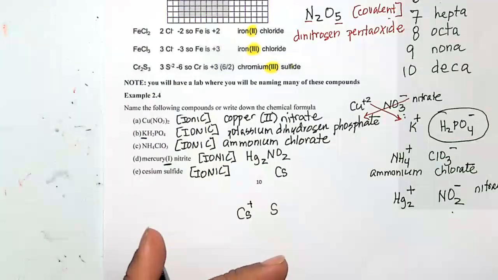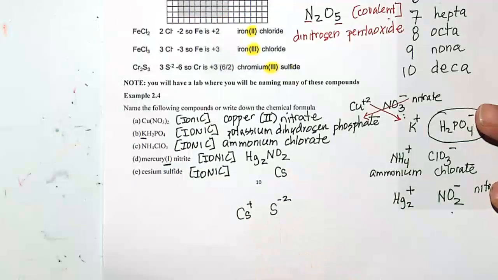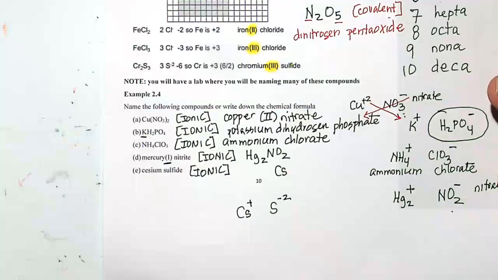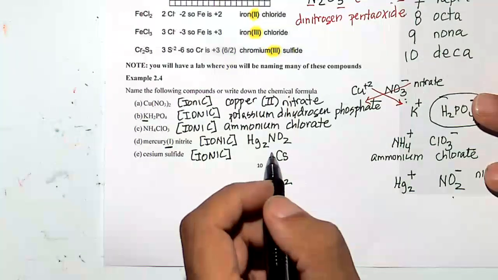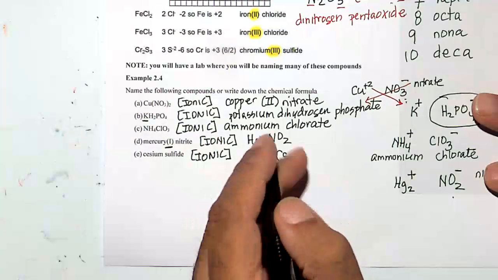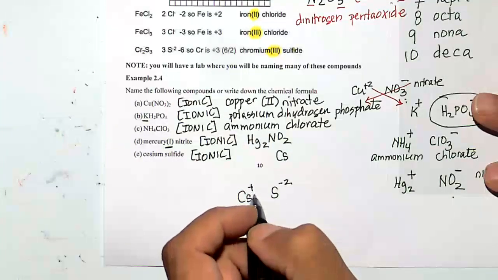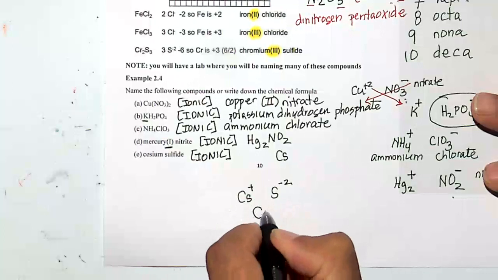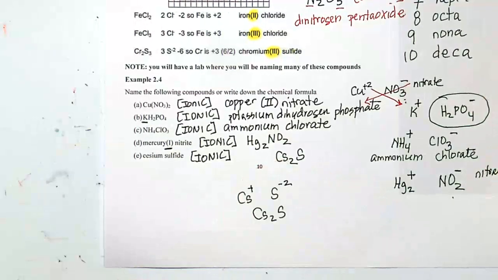So is everyone okay that this is S minus 2? Can I get thumbs up? All right, what's sulfide ion then? Sulfide is S minus 2. Cesium sulfide is Cs2S. That is correct. So all of these are ionic compounds.